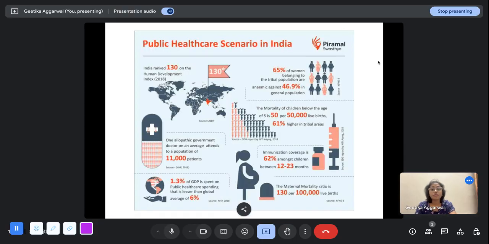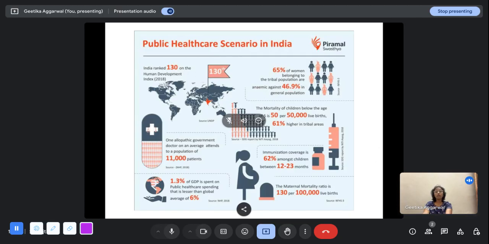Right. So, what is the public healthcare scenario in India? The source of this image is actually the National Family Health Survey that was carried out, National Family Health Survey 3. Now we've reached the fifth survey, which was carried out recently in 2021. This is a little old, it comes from 2018, but still, let's take a look at how the public healthcare scenario in India is.